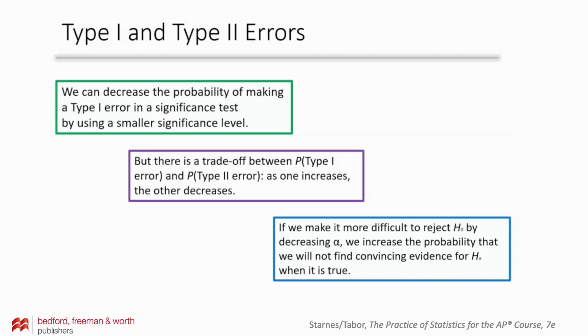So what that blue box is saying is if you decrease the significance level in order to decrease the probability of type 1 error, you're actually going to increase the probability of making a type 2 error, because it's going to be hard for you to find evidence that's convincing.